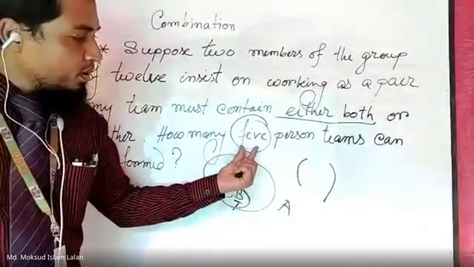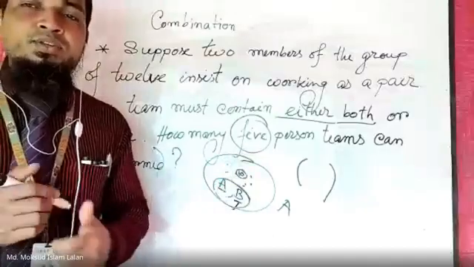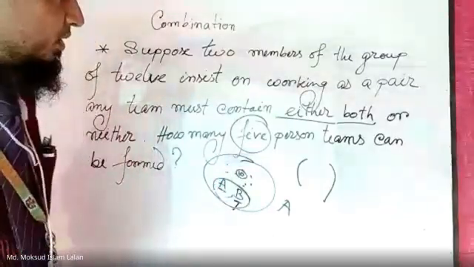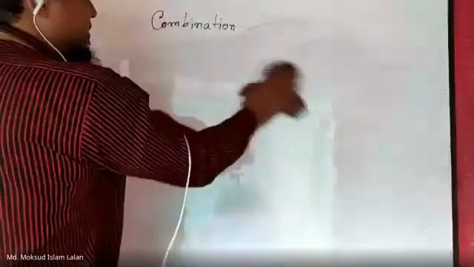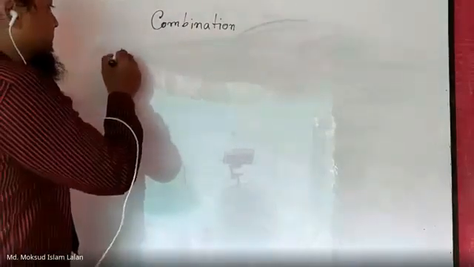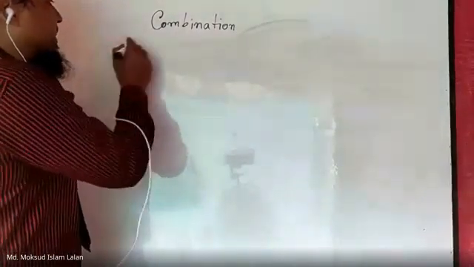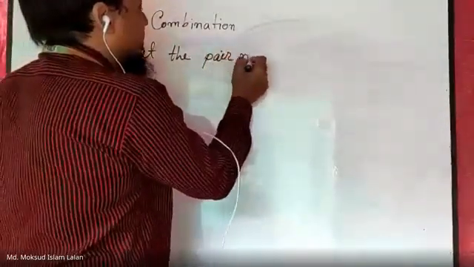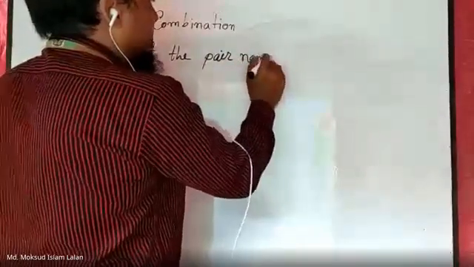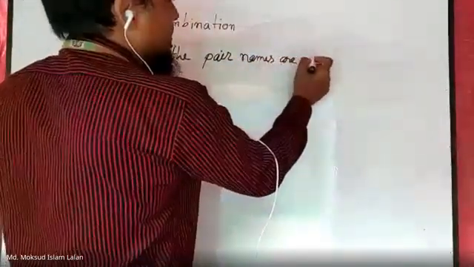So how can you solve this, gentlemen? Can I clean the board? Yes, sir. I think maybe you understand something. So, a team: let the pair names be A and B.